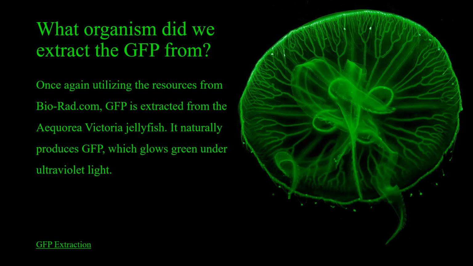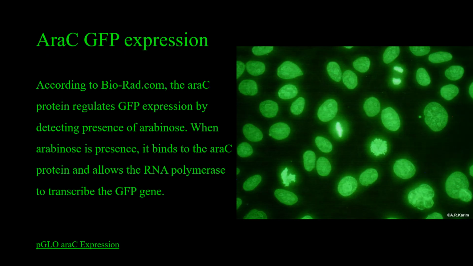What organism did we extract the GFP from? Once again, utilizing the resources from Biorad.com, GFP is extracted from this jellyfish. It naturally produces GFP, which glows green under ultraviolet light. araC and GFP expression: according to Biorad.com, the araC protein regulates GFP expression by detecting the presence of arabinose. When arabinose is present, it binds to the araC protein and allows the RNA polymerase to transcribe the GFP gene.